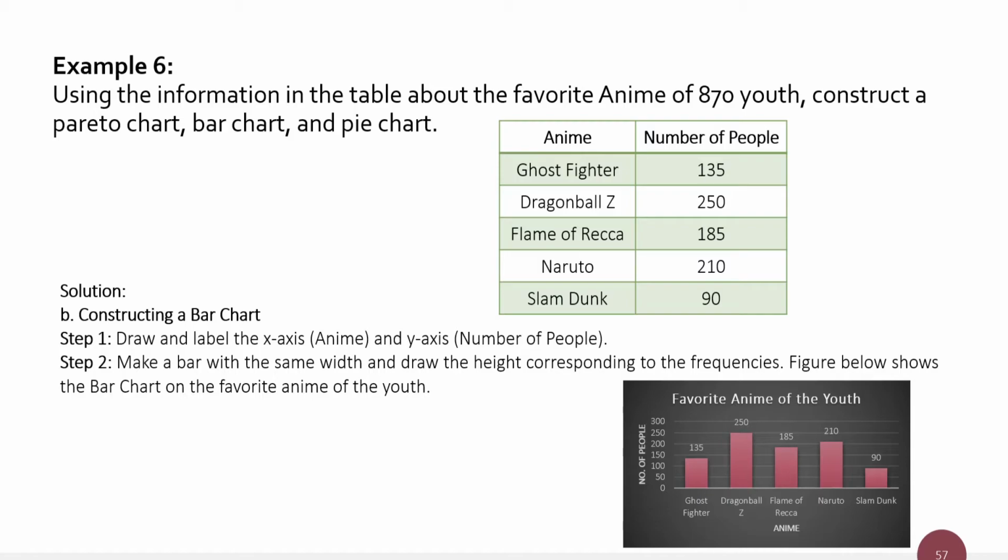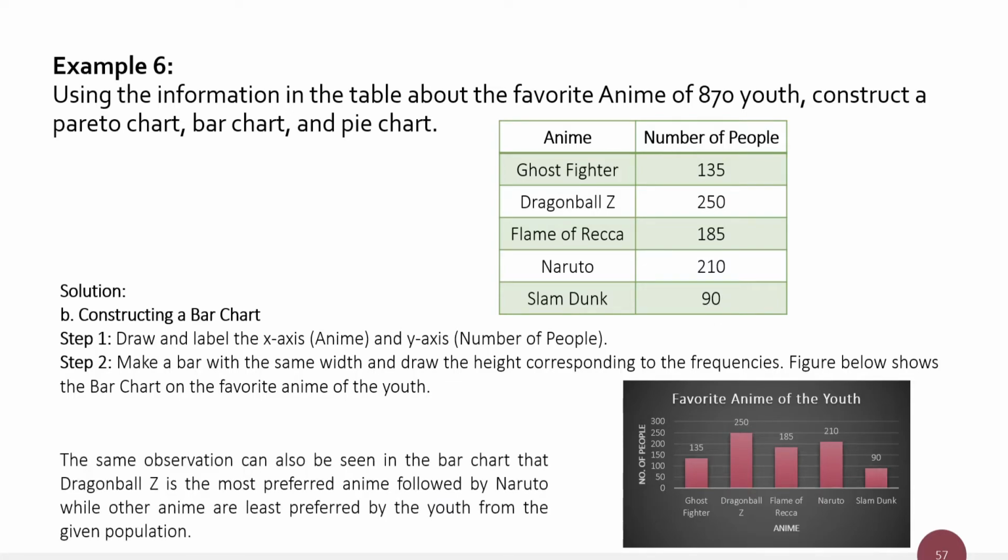Okay? So, kung mapapansin natin, ang Pareto is in descending order, so meaning from highest to lowest. Itong bar chart is hindi. So, depende, no? Nakaayon ito sa kung ano yung pagkakasunod-sunod ng ating given. So, therefore, the same observation can also be seen in the bar chart that Dragon Ball Z is the most preferred anime, followed by Naruto, while other anime are least preferred by the youth from the given population.